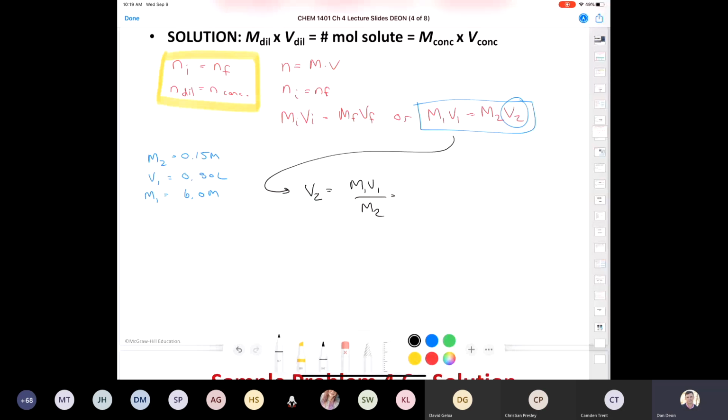Now all we have to do is plug our numbers in. Our M1 is 6.0 molar, our V1 is 0.80 liters, and our M2 is 0.15 molar. Well, looky. Molarity cancels out, and I end up with liters. When I punch that into my calculator, and I have my solution on another page, I end up with something. Good gravy.